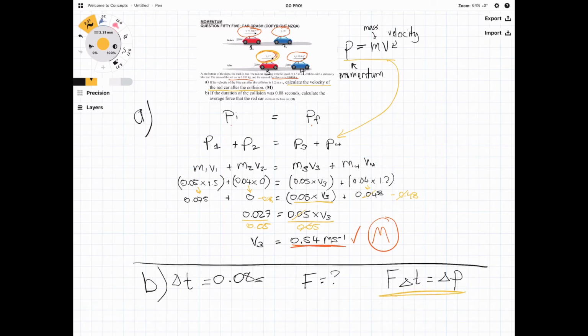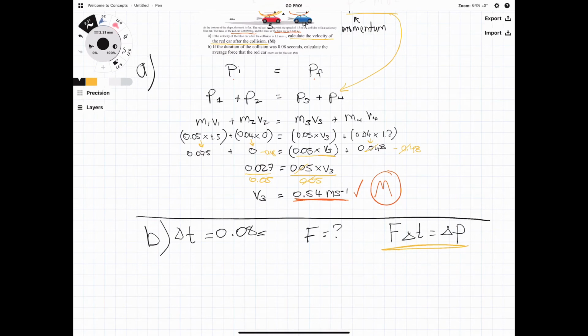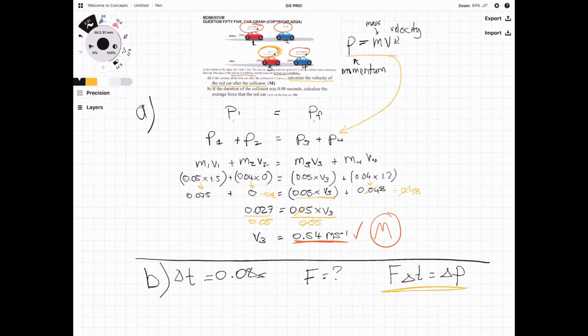Hopefully we remember what this one means: to change the momentum of an object, you need to exert some amount of force for some amount of time. You need to push a car for 10 seconds to make it start moving, this kind of thing. You need to exert some force on a ball for some amount of time to throw it, to give it some momentum. So what we know already is delta T, our change in time, 0.08 seconds, and we need to figure out our change in momentum.